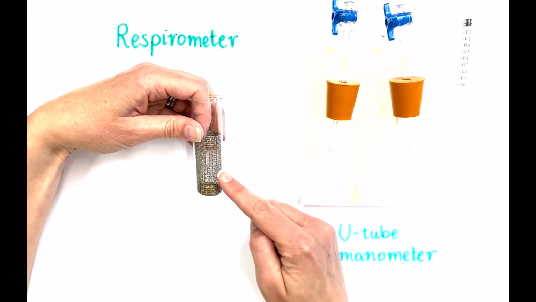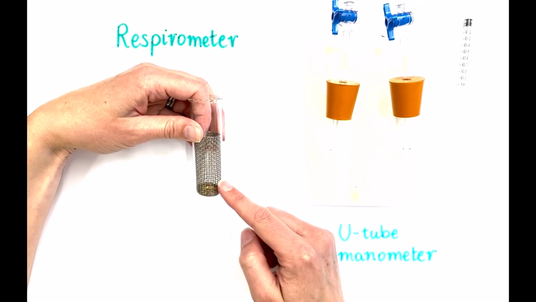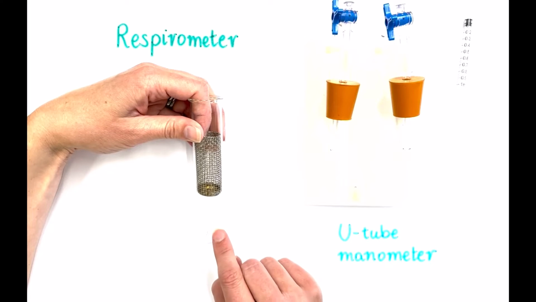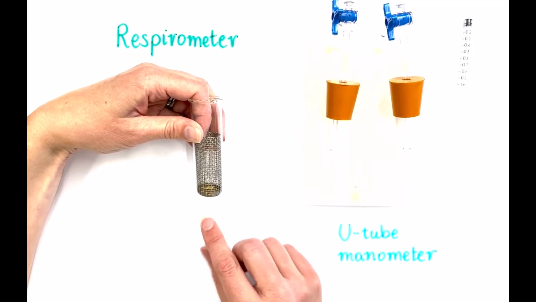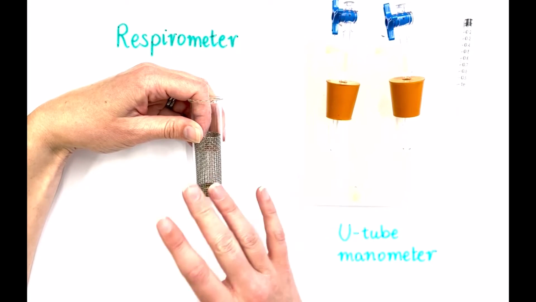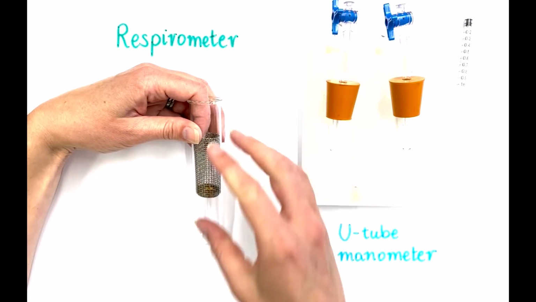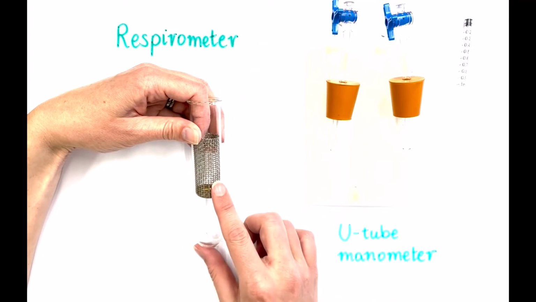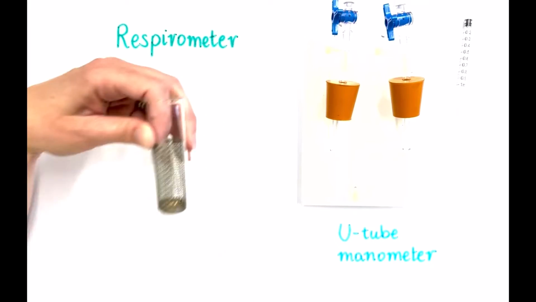So you're going to be putting a living sample in here, and then the difference with this one is that you're not going to have the carbon dioxide given off in your air sample. You actually want to get rid of it.